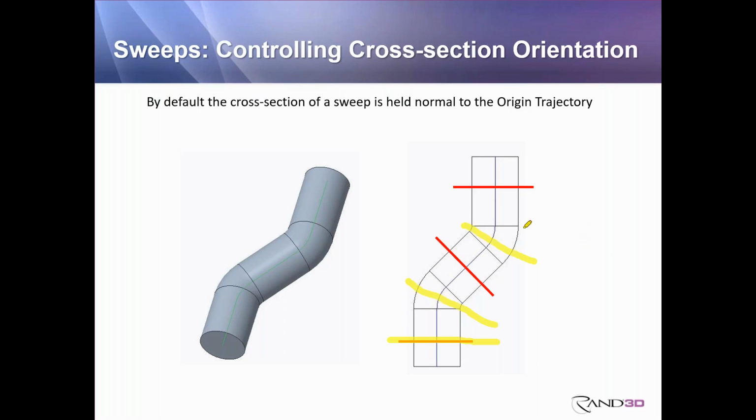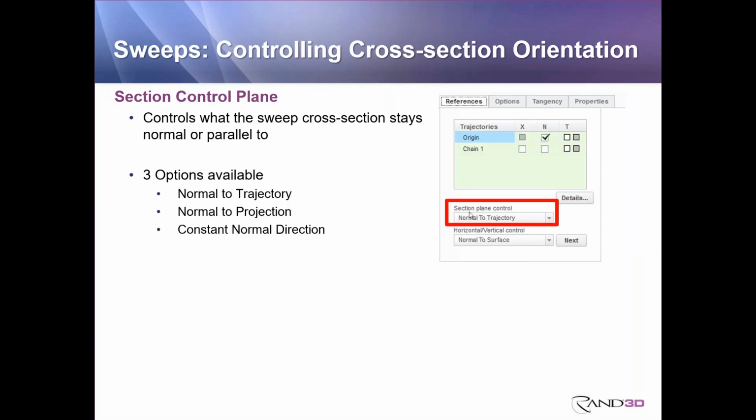Now, in some cases, you may want to follow that path, but you don't want to stay normal to it. And so there are some ways that you could change that. One way that you could control what you stay normal to is you can drop down here and use this section plane control. There are going to be 3 choices that you can choose from. One of your choices over here would be normal to trajectory, and that's the default.